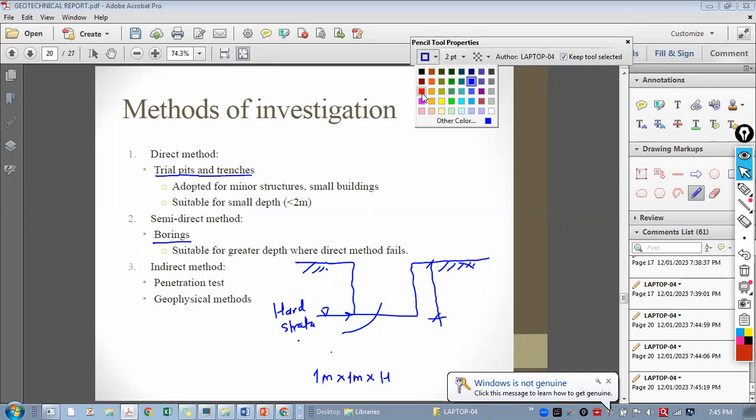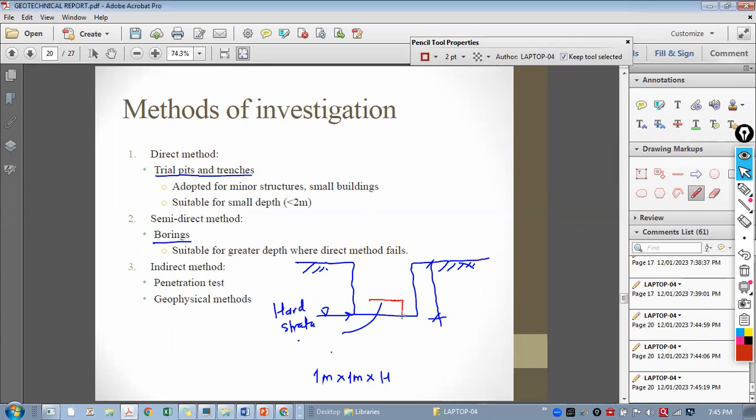And then, let's say this is the hard strata, and then we can raise the footing on the hard strata level. After PCC, we generally provide PCC first and then the concrete footing. So this is the general, simple method of doing the investigation for smaller projects. For bigger projects, we generally go for borings.